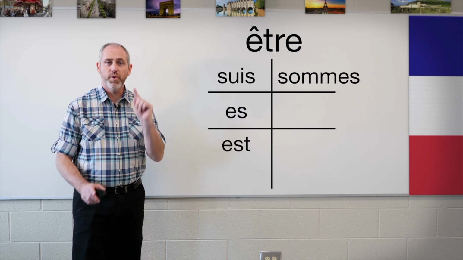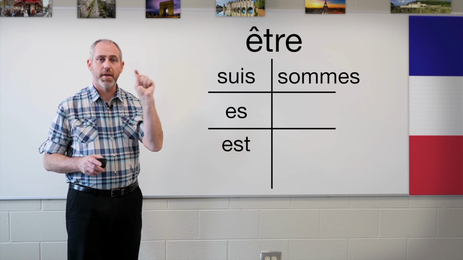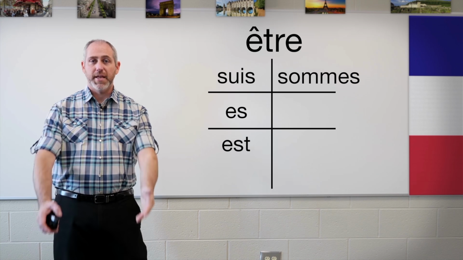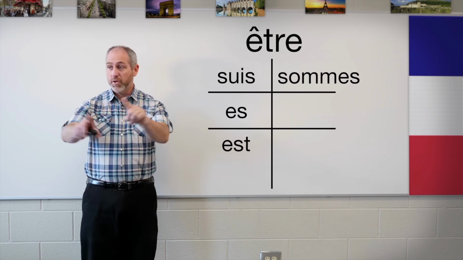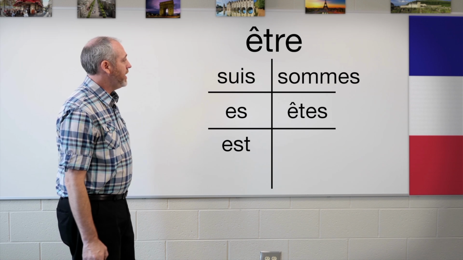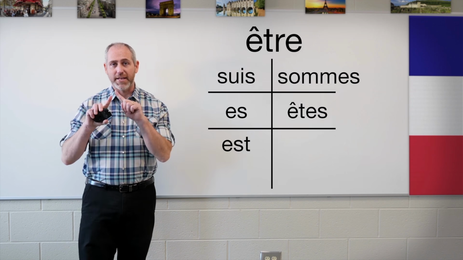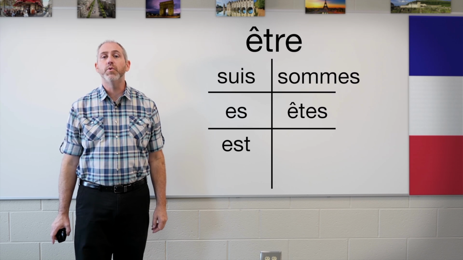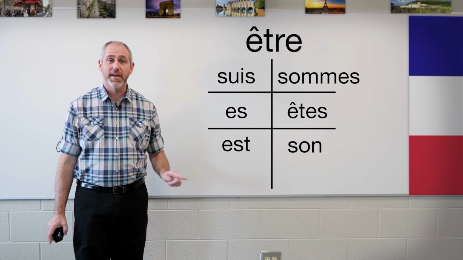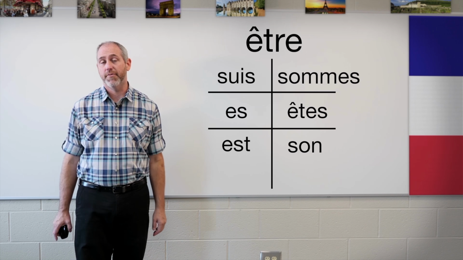S-O-M-M-E-S. Nous sommes. That means we are. Vous êtes, E-T-E-S, with the accent on top of the first E, means you are, speaking respectfully to one person or to a group. On the bottom, these two hang out together because they use the same form.